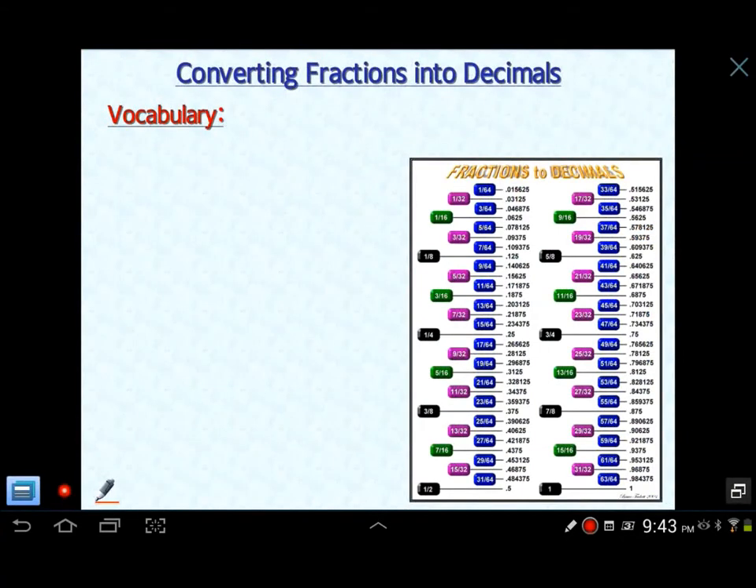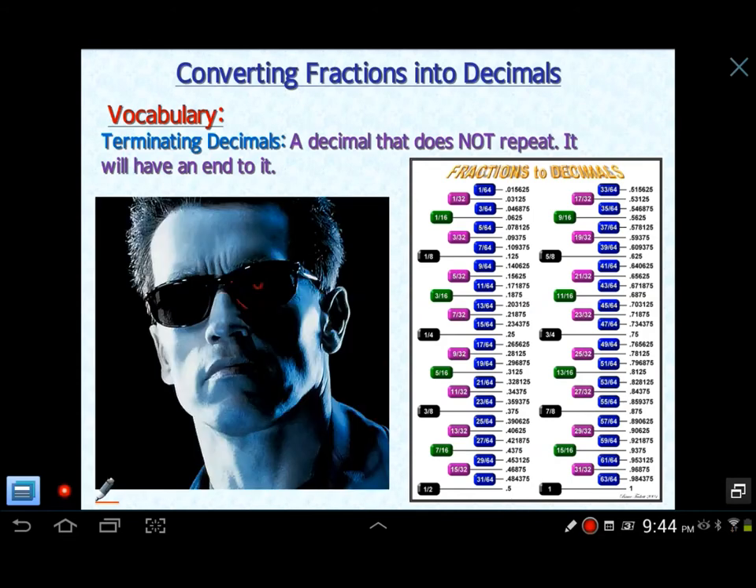Here's our next lesson on converting fractions into decimals. So we're going to start with a fraction, and we're going to end up with a decimal. Some essential vocabulary that you need to know is that a terminating decimal is a decimal that does not repeat. It will have an end to it.